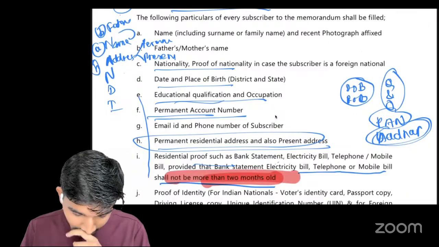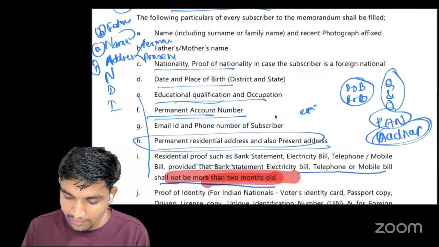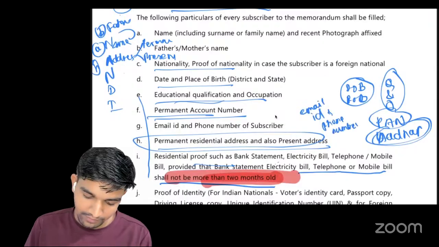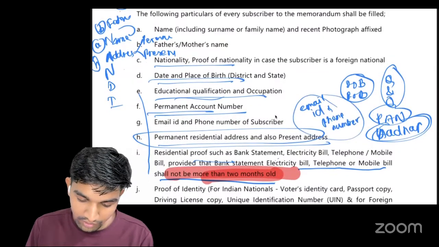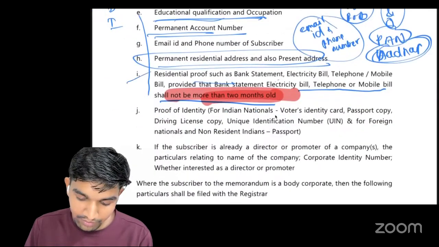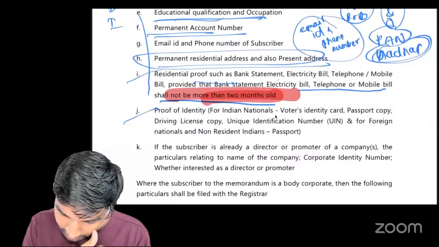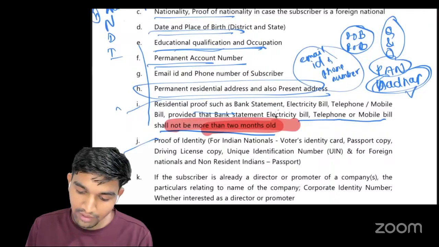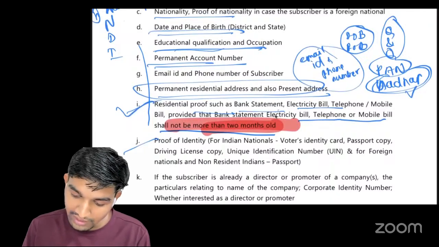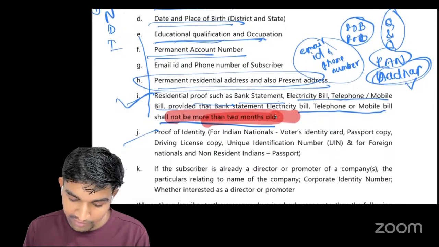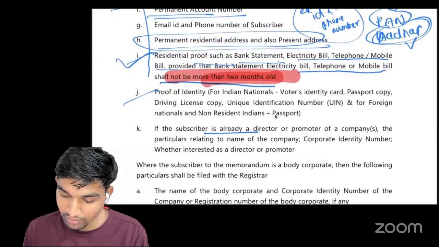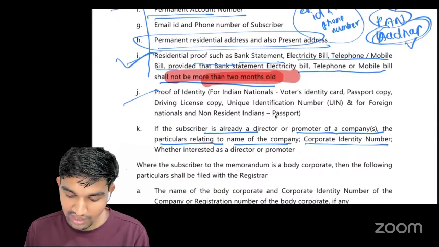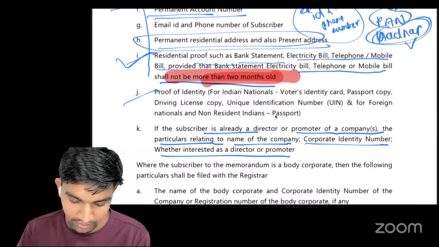Okay, now then email ID and phone number. Educational qualification, occupation, residential proof and proof of identity. For proof of identity you have to give Aadhaar. For residential proof, you have to give only a bank statement, electricity bill, or telephone or mobile bill. Okay, now if the subscriber is already a director or promoter of a company, in the particulars relating to the subscriber, the name of the company and CIN and whether interested as a director or promoter.